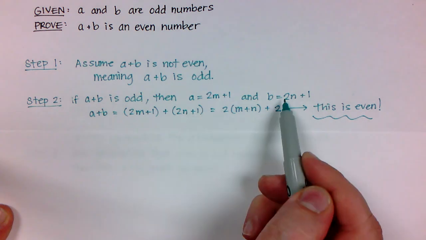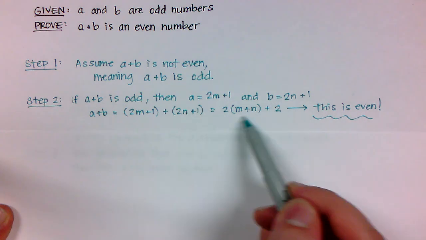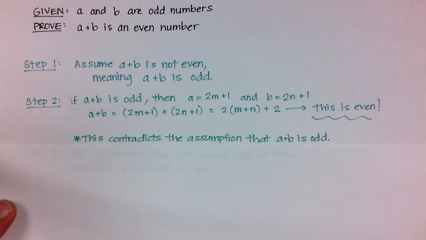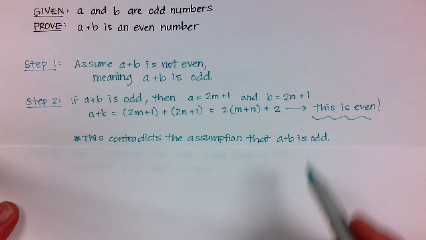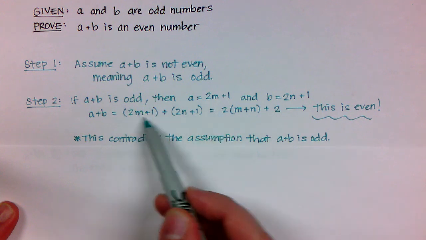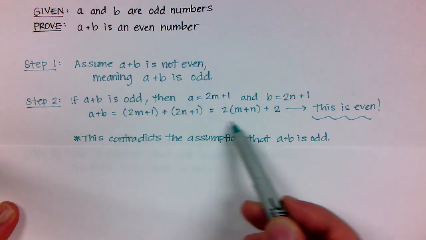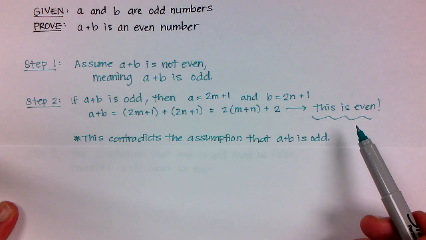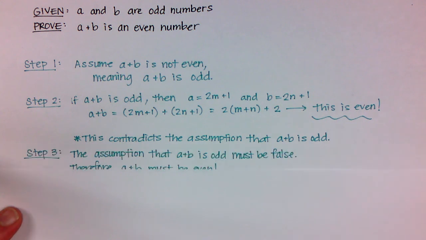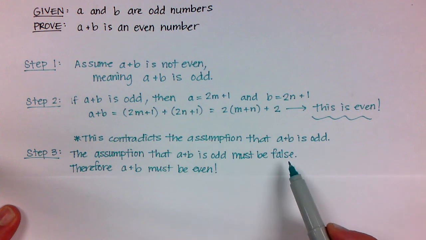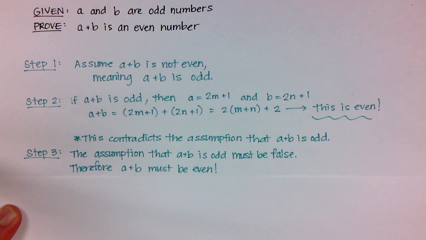Even though I started with two odd numbers, I showed that when I added them together, it was even. And this right here contradicts the assumption that A plus B is odd. So do you see how I just worked through this rationally and then came to a contradiction for what I was assuming? So the assumption that A plus B is odd must be false, which means A plus B must be even. And this is how you do an indirect proof.